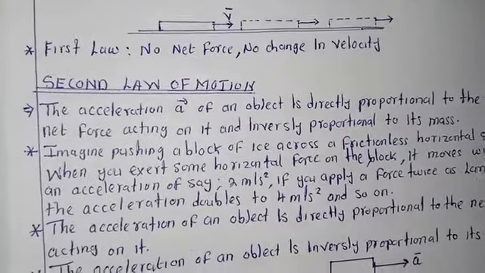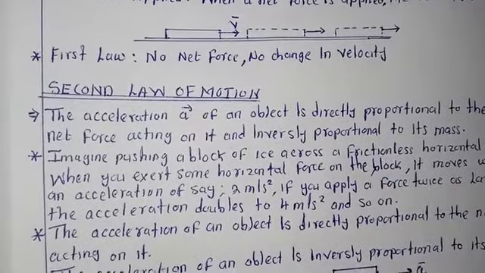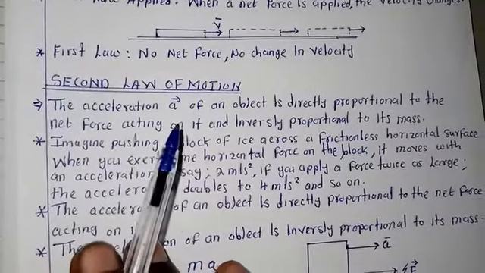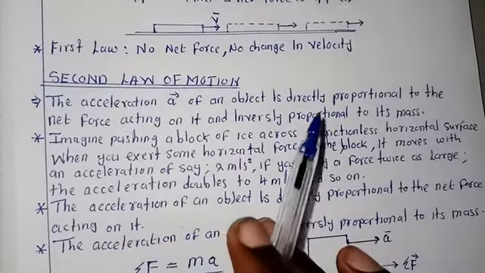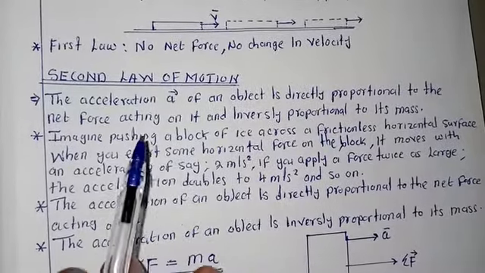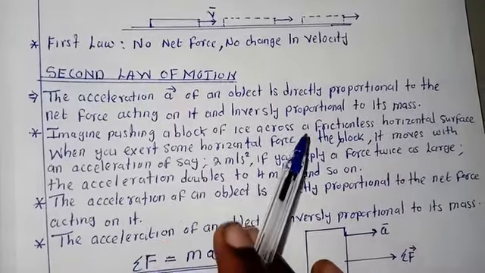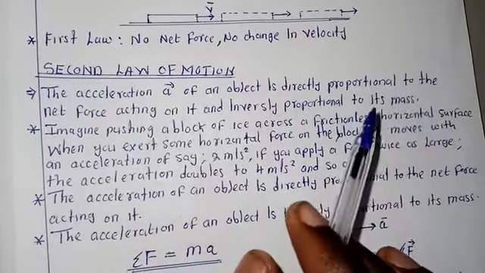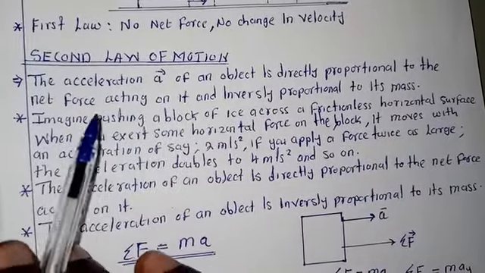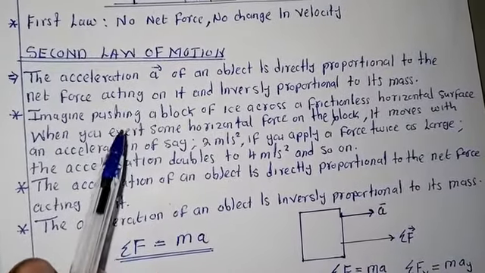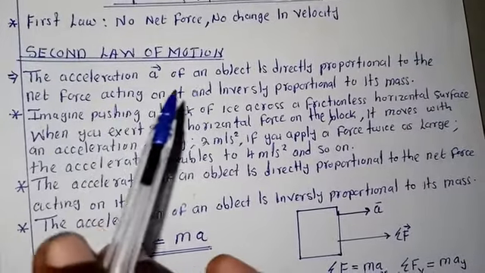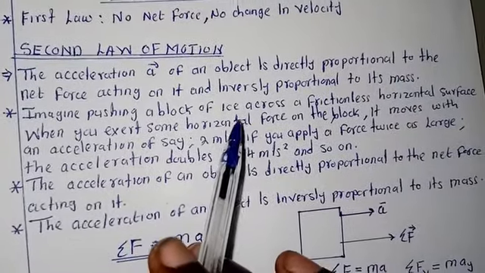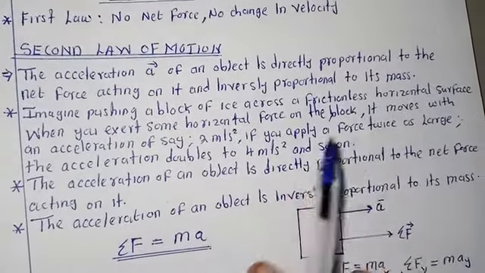Okay, let's get to the second law of motion. Now here they're saying that the acceleration A of an object is directly proportional to the net force acting on it and inversely proportional to its mass. In other words, acceleration is directly proportional to the net force. I'm going to explain what this simply means and you'll be able to understand. Now it is inversely proportional to its mass.